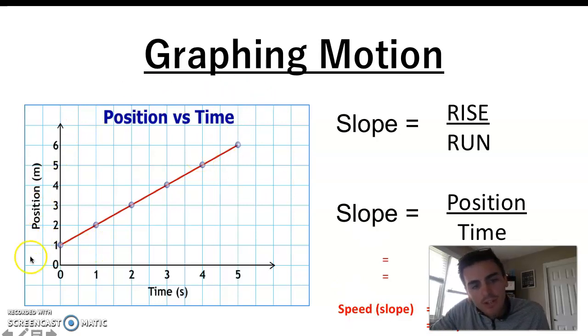It's important you understand on this graph, every single second they went 1 meter, which is what we call constant motion. That's why it's a straight line. Every single second they went the exact same distance they did before, which we call constant motion.